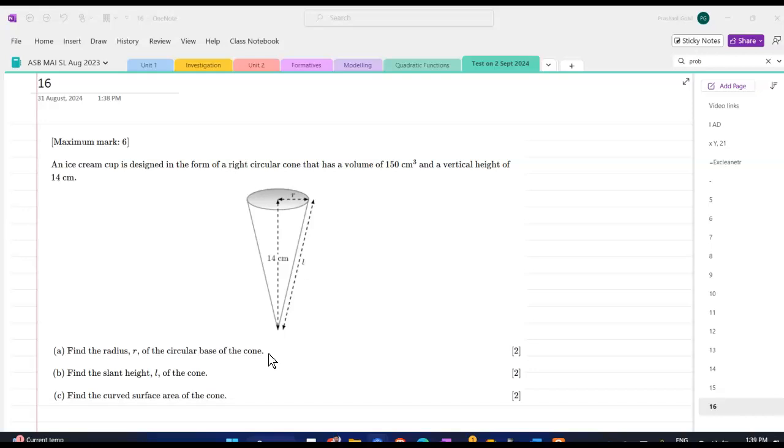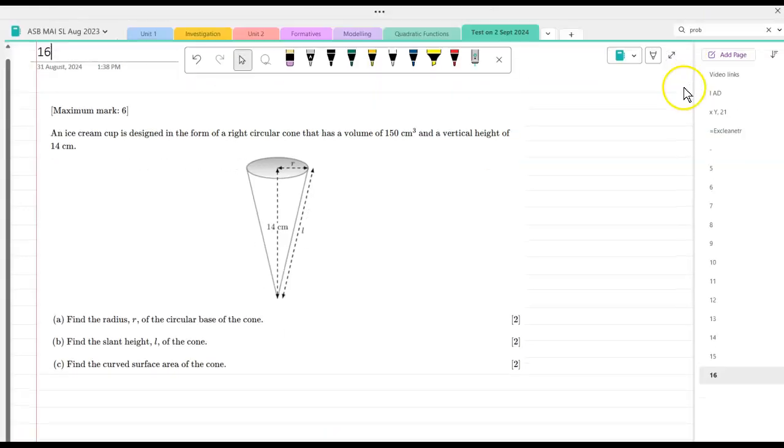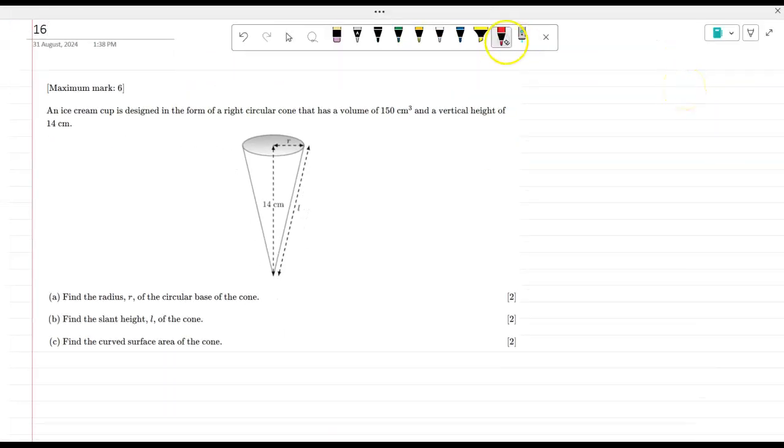You don't, yeah, very good. But you know the volume. So can you use the volume formula and find out the unknown? V equals 1/3 pi r square h. Okay, so volume is given, 150. You substitute.